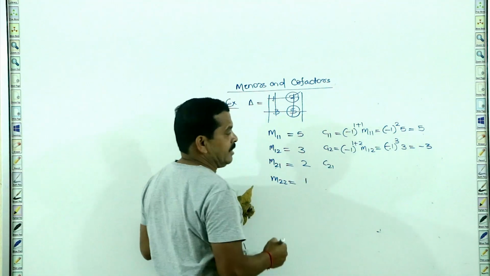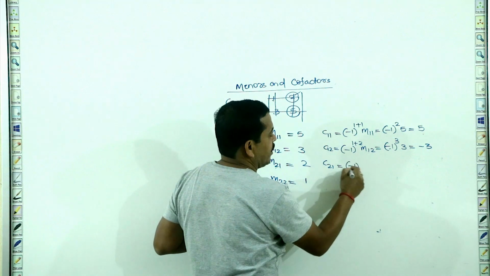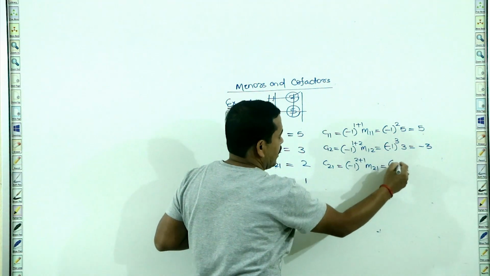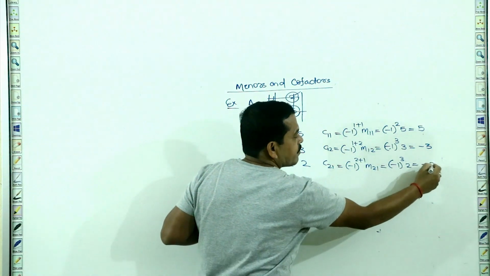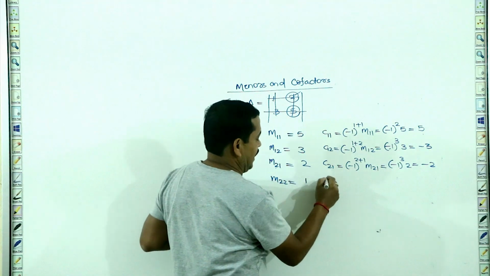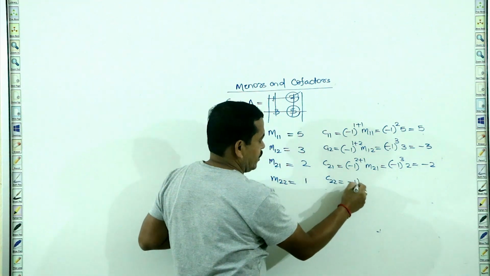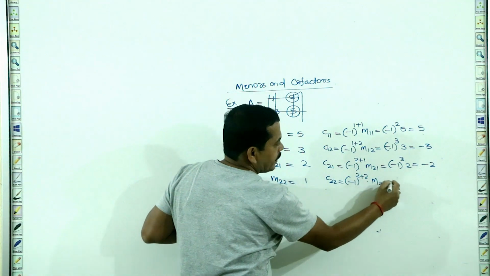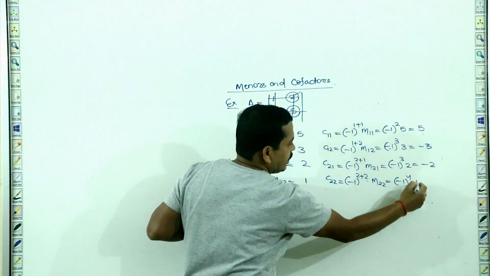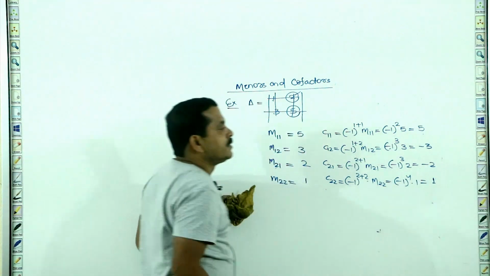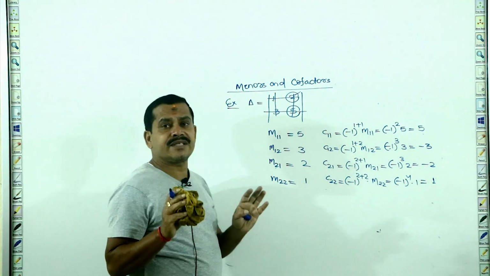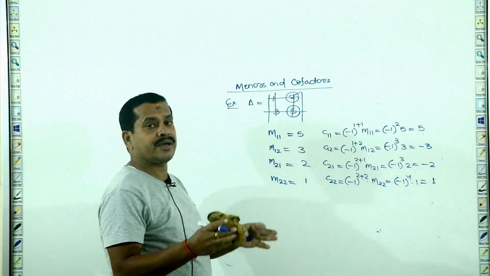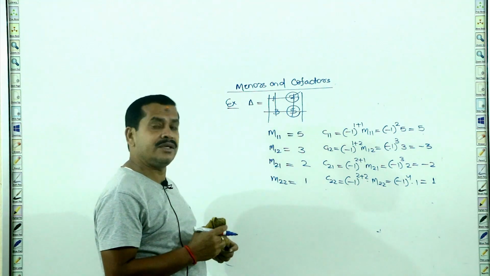Similarly, C21, that is minus 1 to the power 2 plus 1 into M21, that is minus 1 to the power 3 into 2, that is minus 2. Similarly, C22, minus 1 to the power 2 plus 2 into M22, that is minus 1 to the power 4 into 1, that is 1. This is all about, for the second order determinant, how we can find the minor and cofactor of each element of a second order determinant.